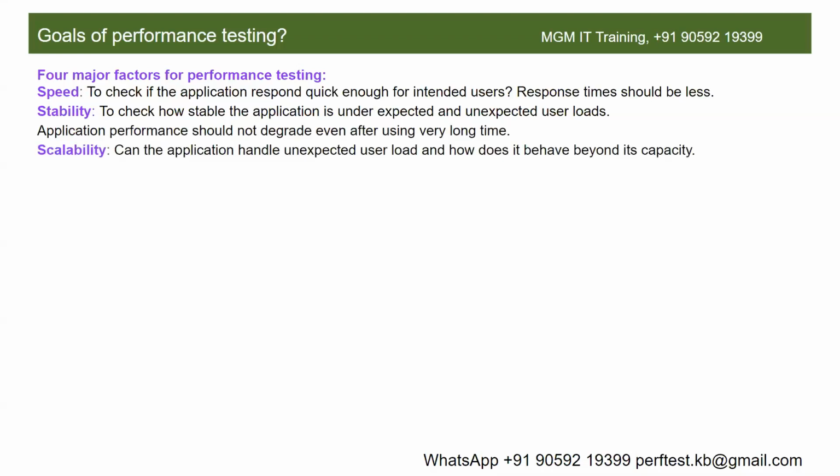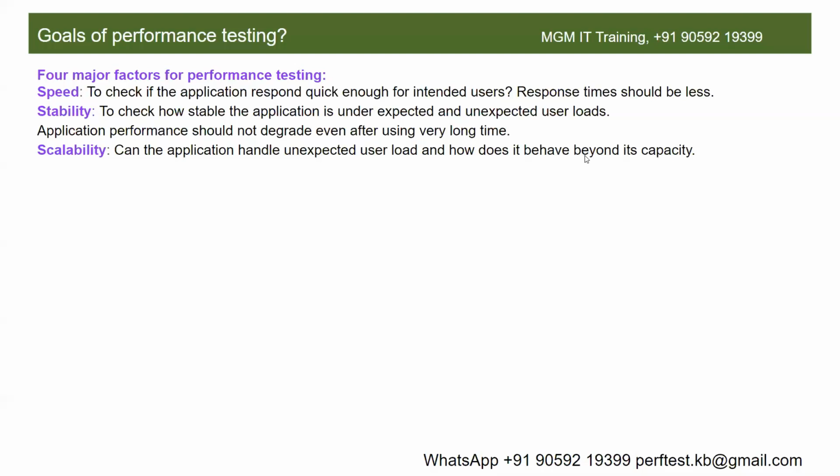The next one is scalability. What is scalability? Can the application handle unexpected user load, and how does it behave beyond its capacity? What is meant by capacity? For example, an application supports 5,000 users, right? Now, if there is a sudden surge in the user load, more than normal, how does the application behave, right?